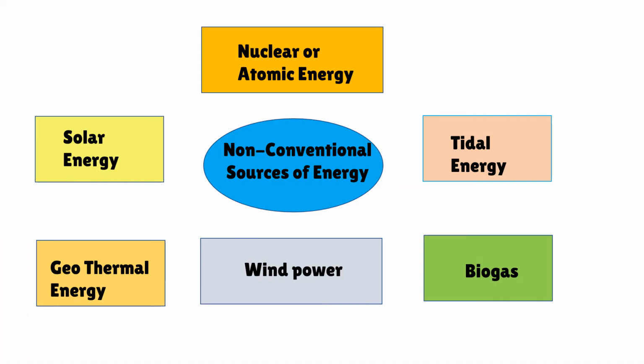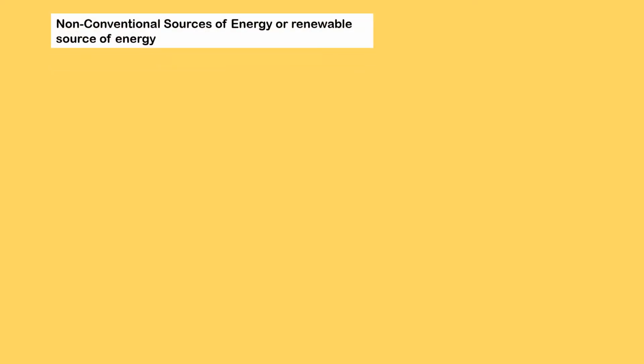Now look at this picture. Nuclear or atomic energy. What I have shown is a non-conventional source of energy. Non-conventional and conventional. Conventional: cow dung cake, burning wood, etc. These are the conventional ways. Non-conventional: solar energy, tidal energy, geothermal energy, biogas, wind power, nuclear or atomic energy. Non-conventional sources of energy are renewable sources of energy.